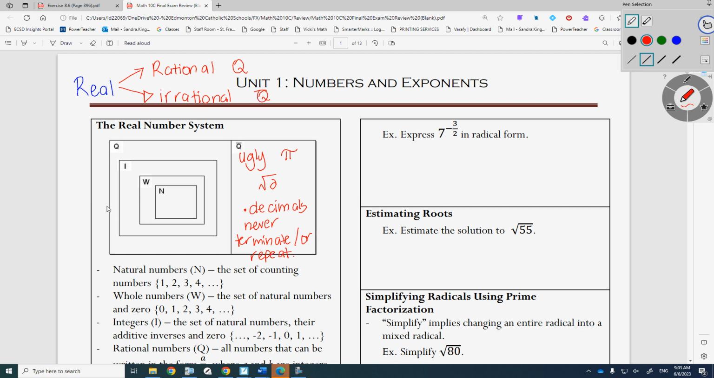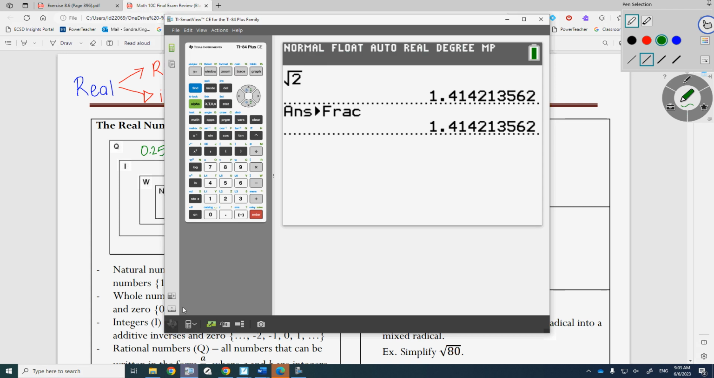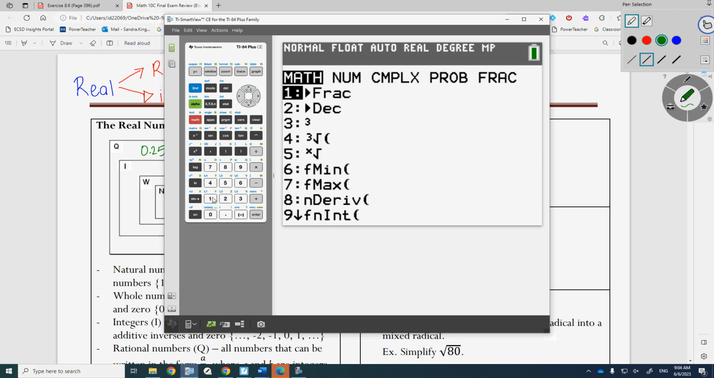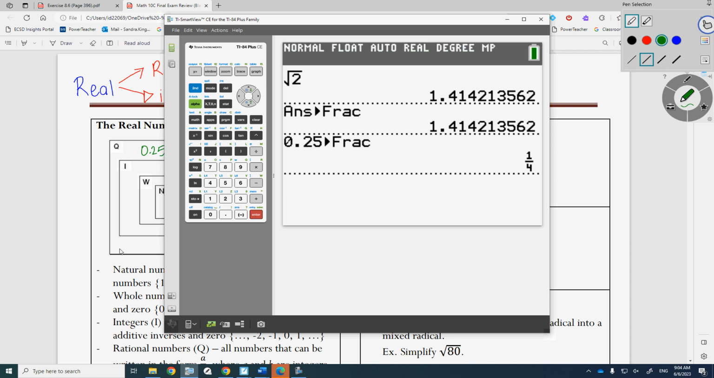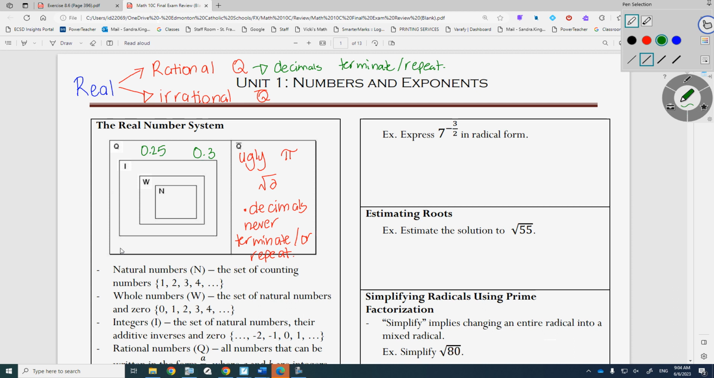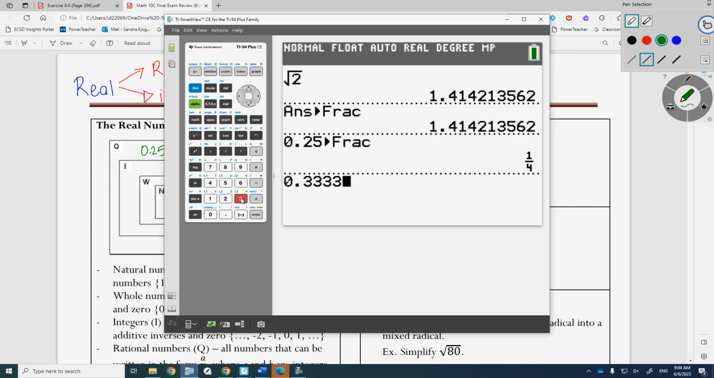Okay, with the rational numbers, those are nice numbers. Their decimals terminate or they'll repeat. Okay, so for example, 0.25 is a rational number, it's a nice number. If I typed into my calculator 0.25 and I math one fraction it will go into a fraction. Another really nice decimal is 0.3 repeating. That's a repeating nice decimal. That will go into a fraction. So I would type in 0 point, a whole bunch of threes, math one fraction, and that's one third.